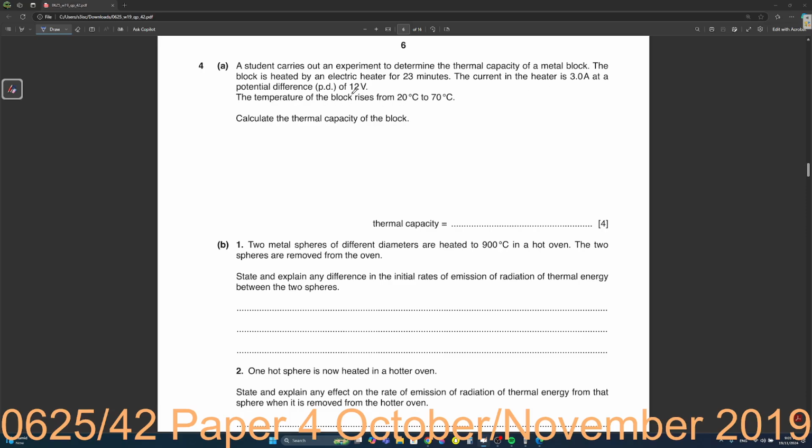a potential difference of 12 volts. The temperature of the block rises from 20 degrees Celsius to 70 degrees Celsius. Calculate the thermal capacity of the block. So they're asking you to find C. Okay? And now be careful.